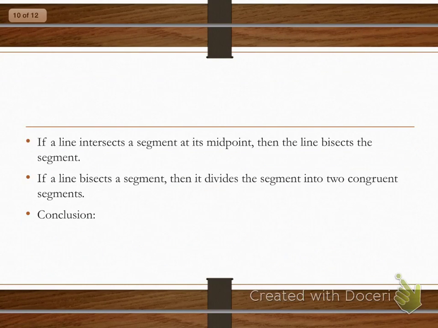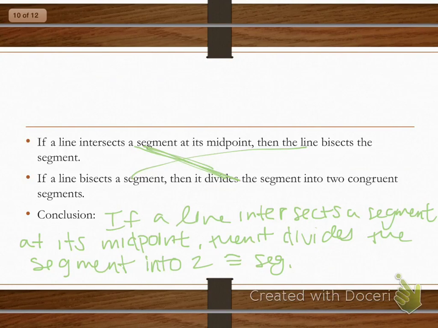If a line intersects a segment at its midpoint, then the line bisects a segment. If a line bisects a segment, so they share, then it divides the segment into two congruent segments. So we're going to connect these two. So I'm going to pause and write my sentence. Okay, so if a line intersects a segment at its midpoint, then it divides the segment into two congruent segments.